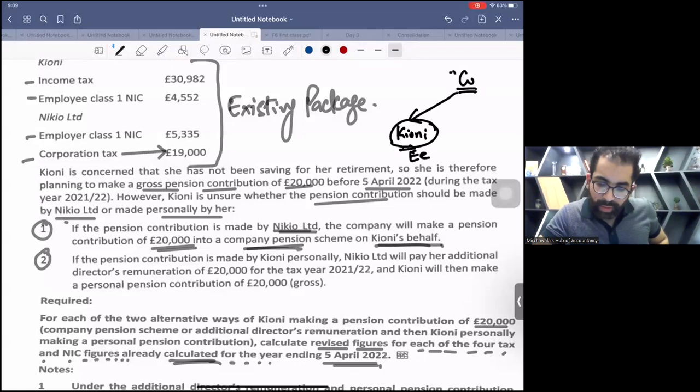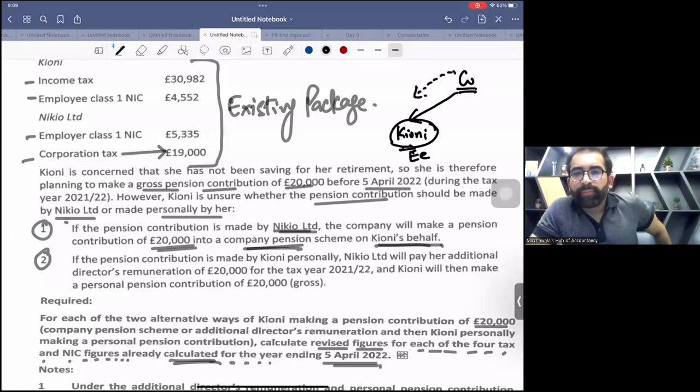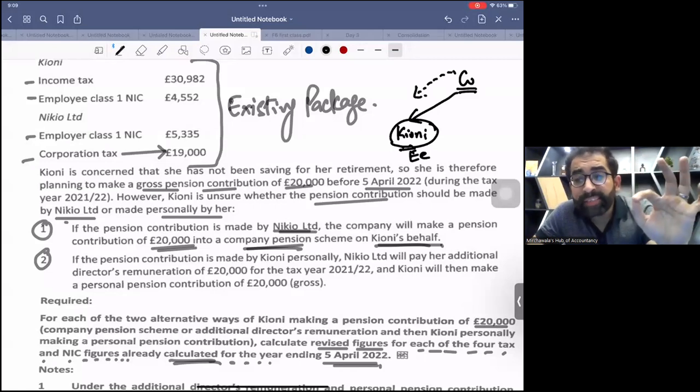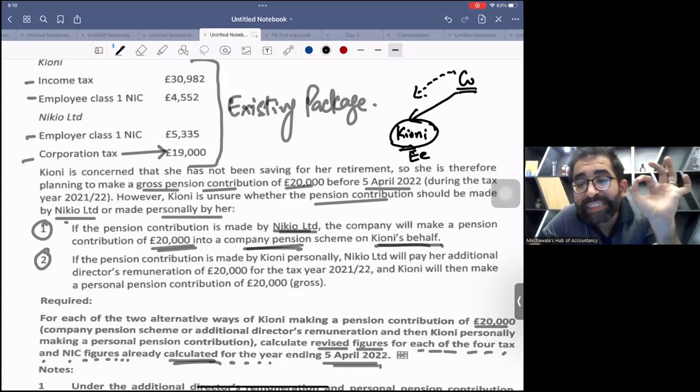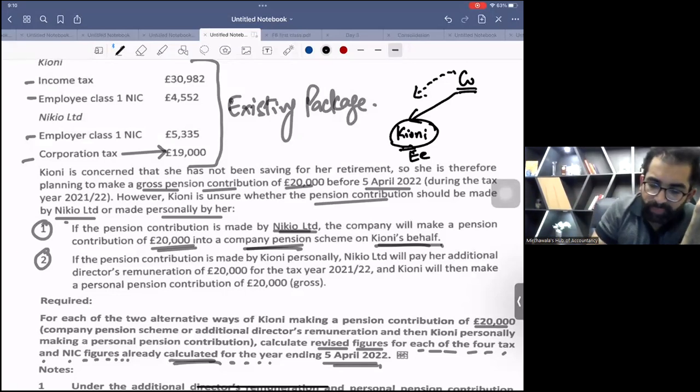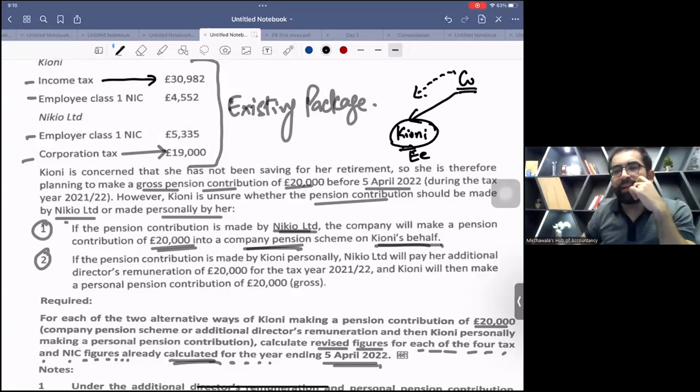Now, if the company is contributing to the pension scheme of the employee, it's a benefit for the employee, but the good news is, it's an exempt benefit. When this is an exempt benefit, there is no additional income. Keone's employment income won't change because this benefit is exempt. So the income tax will remain the same.